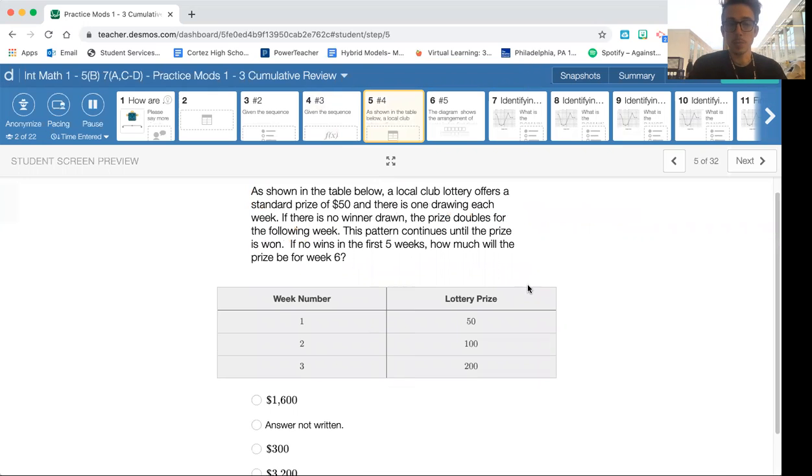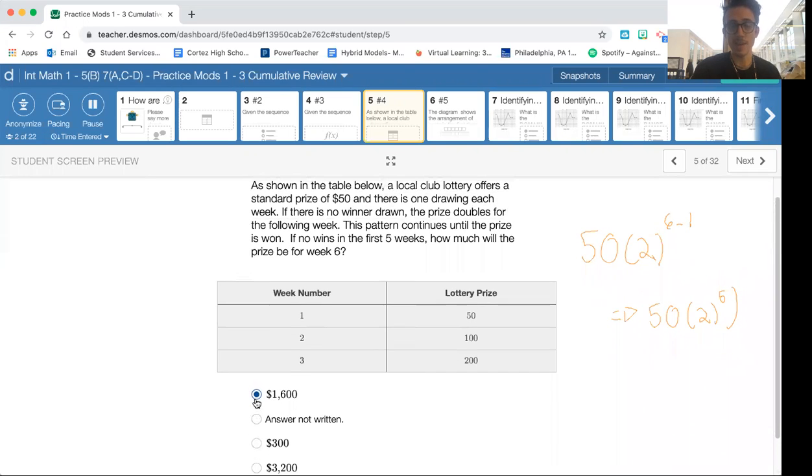We have this table here, starting with 50, we keep doubling. We're trying to go to the 6th week. You could keep just putting these out if you want, or you could start at 50 and multiply by 2, 6 minus 1 times, which is really 50 times 2 to the 5th power, which is going to be 1600.